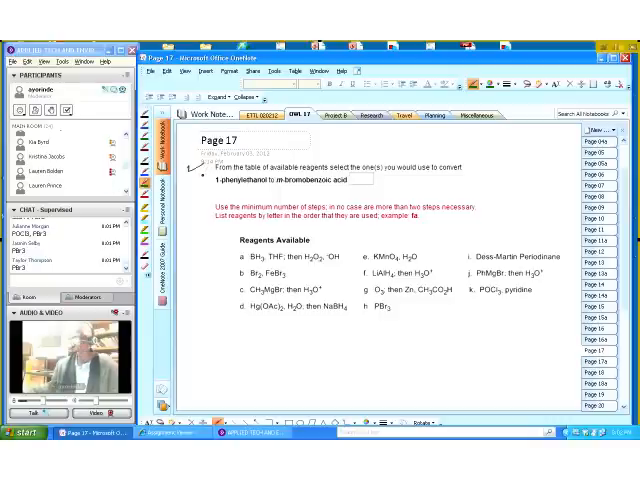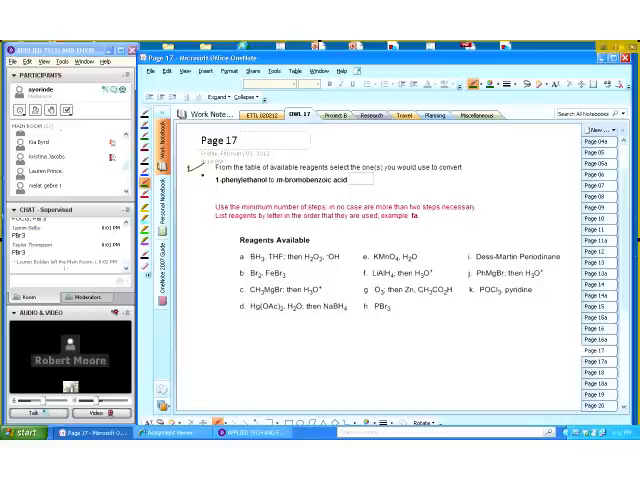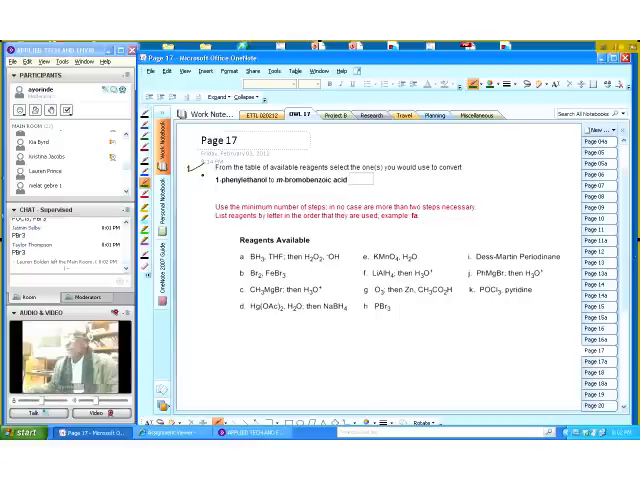Robert, go ahead and read this question for us. From the table of available reagents, select the ones you would use to convert 1-phenylethanol to m-bromobenzoic acid. Okay, very good. Okay, so now what do we have? We want to go from this molecule here to this molecule. Okay, folks, you notice that gradually we are going from memorization to some thinking at this point. The questions are getting more complex. Okay, 1-phenylethanol.